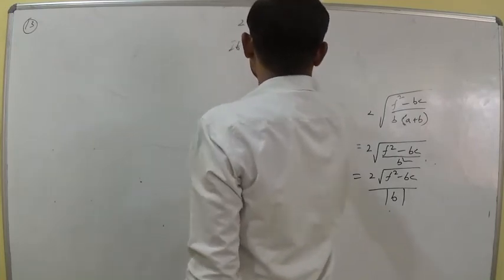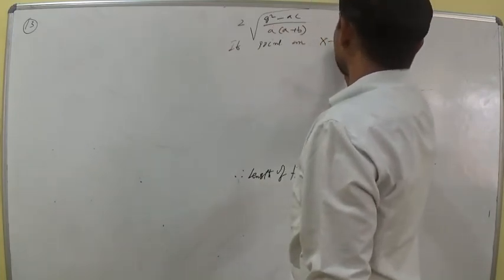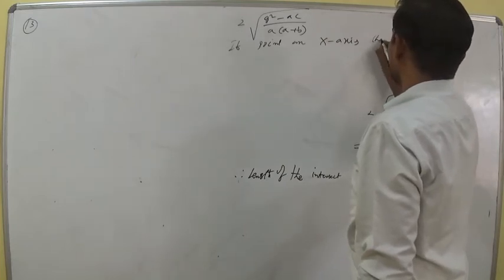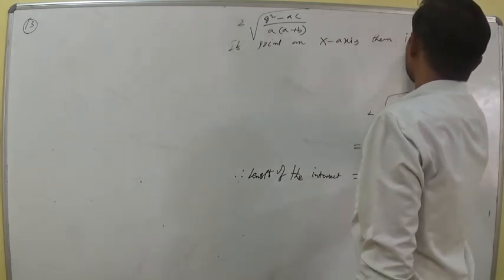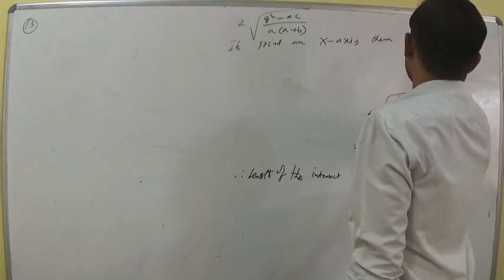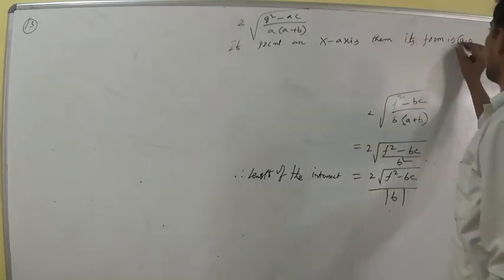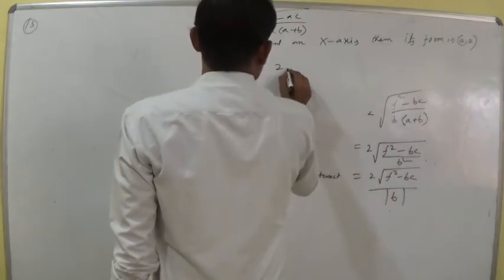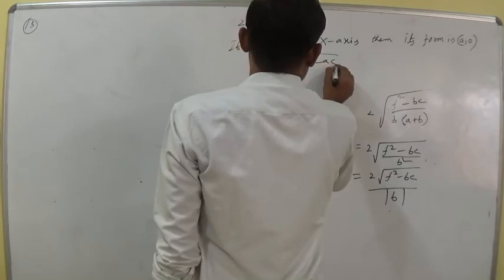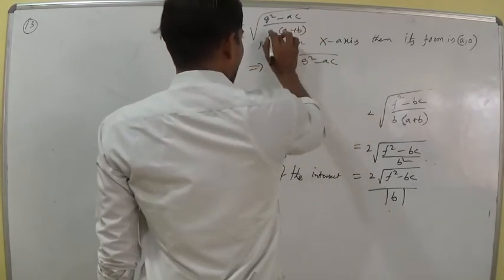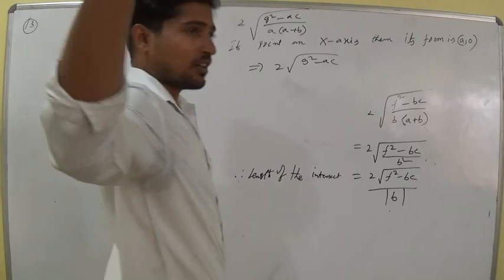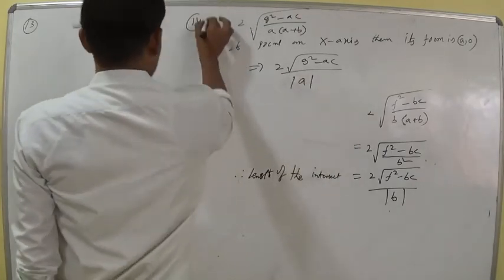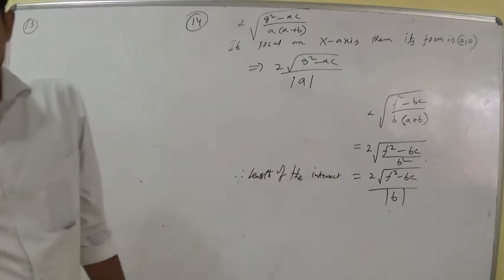So if the point is on the x-axis, its form is (a, 0). That implies 2 square root of (g square minus ac) by b becomes 0. A into a square, the square root of a square is equal to a. So modulus of a. For the 14th one, this is correct.